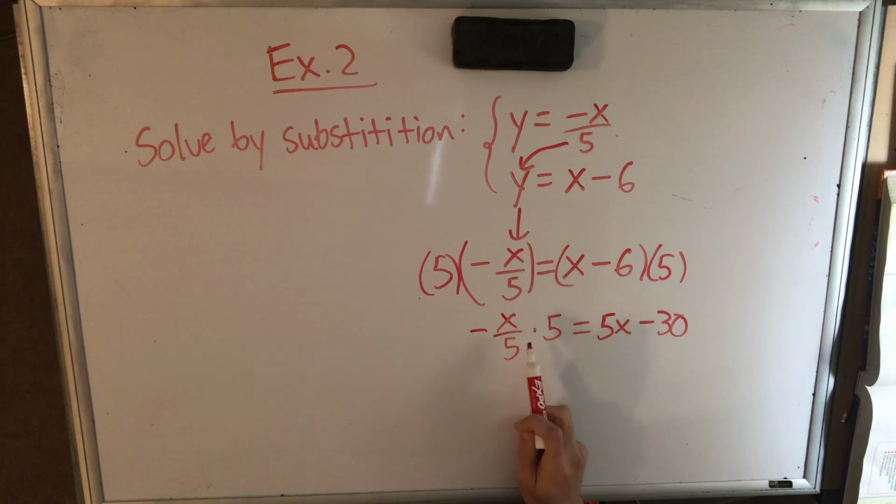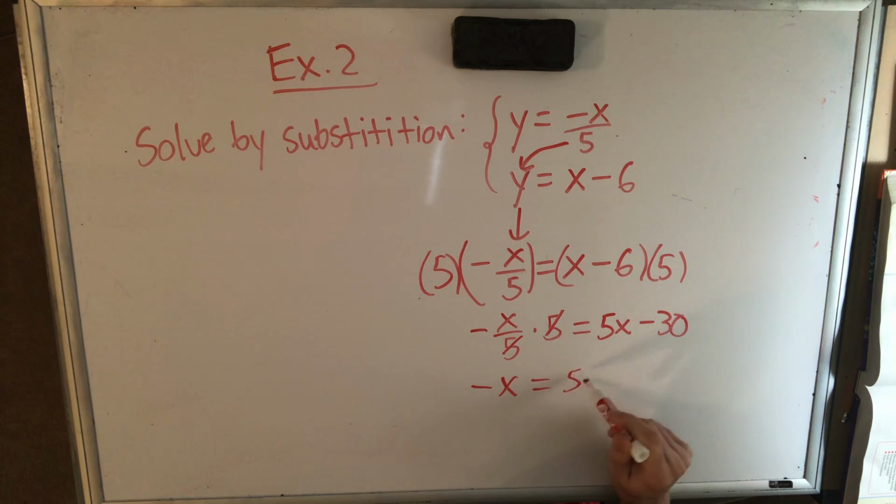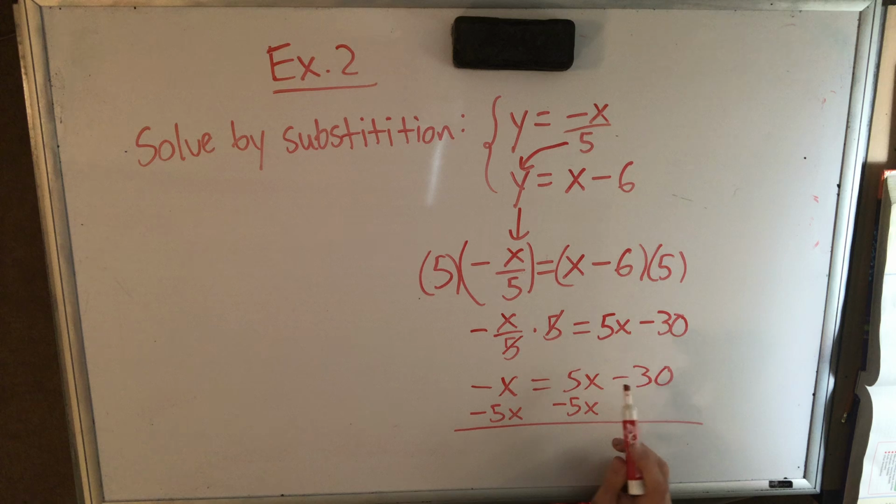Okay, so the 5 on top cancels out with 5 on the bottom when multiplying. So we get negative x equals 5x minus 30. And then subtract 5x from each side. Because it's positive 5x, subtract 5x from each side to cancel out the 5x. Because that gives us 0, and 0 minus 30 is negative 30. Negative x is the same thing as negative 1x. Negative 1x minus 5x is negative 6x.